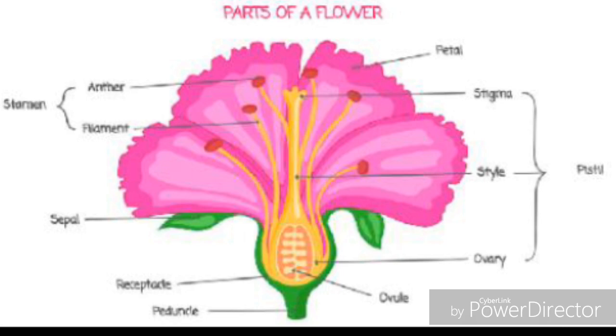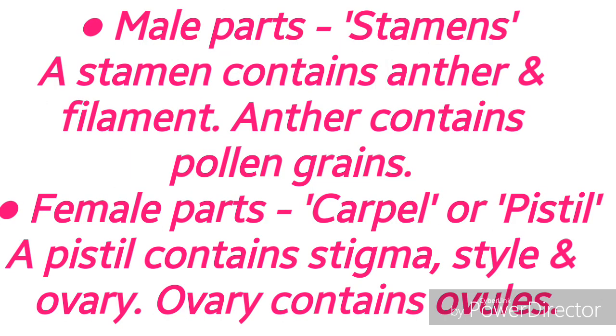Students, in nature, unisexual flowers are there, and bisexual flowers are there. Hibiscus, China rose, is a bisexual flower. Datura flower is a bisexual flower. So in them, both stamens and carpel or pistil are present. Students, the male reproductive part, the stamen, contains anther and filament. Anther has two lobes which contain many pollen grains, and these pollen grains possess male gametes.